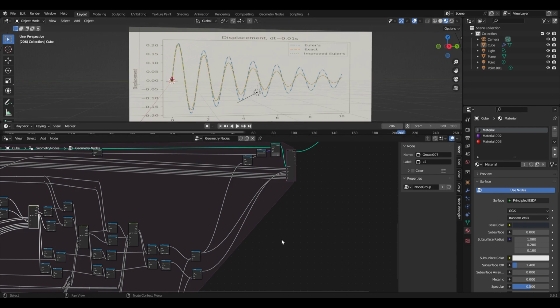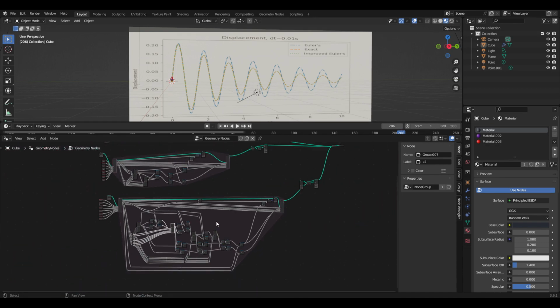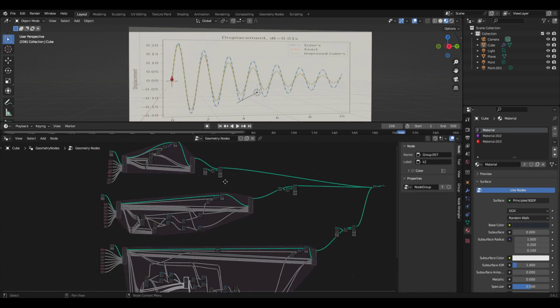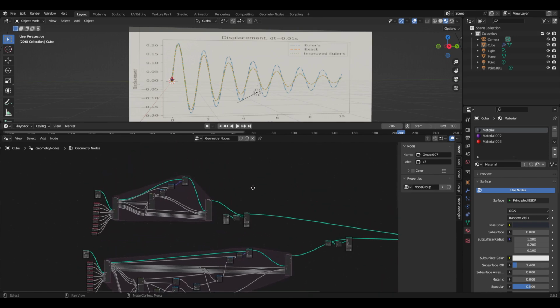So that's basically it. I wanted to show you the three methods and how to do it. And if you have any questions, or you want maybe some snapshots of the node setup to show you things a little bit better, just let me know and I'll try to help you out.